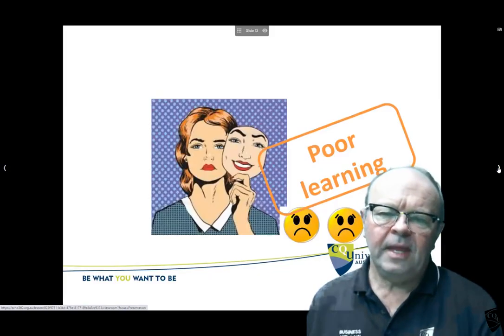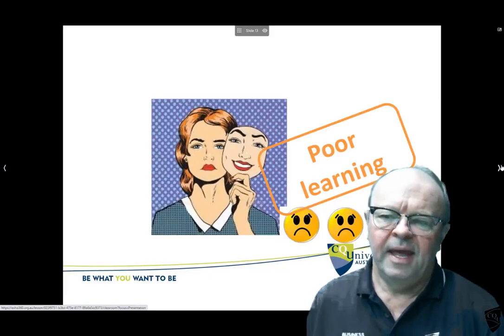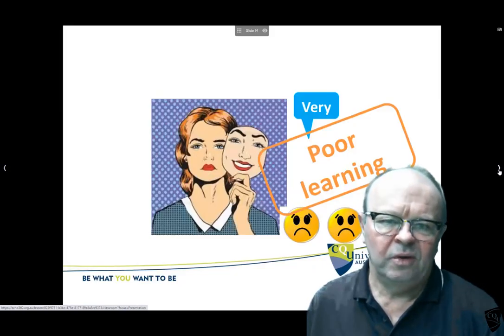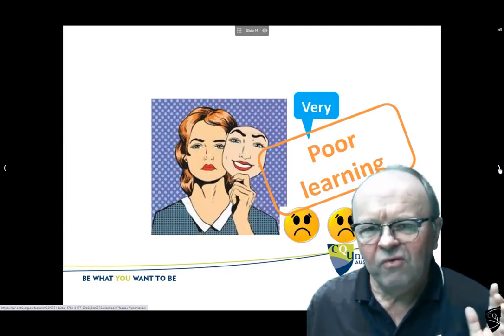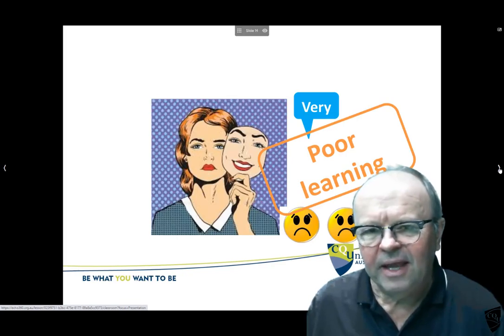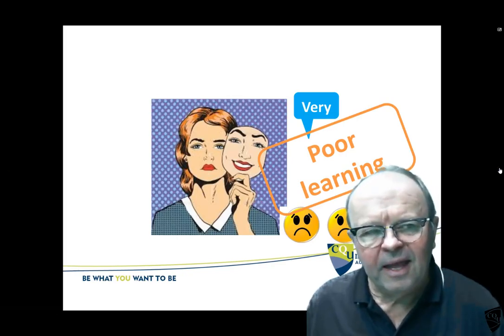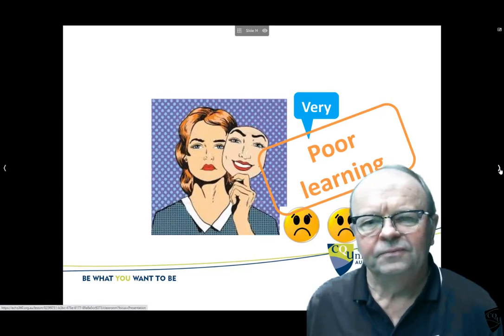Well, this is an example of poor learning, and in fact, very poor learning. They've managed to go through their degree and not really understand what they were looking at. Often it's just rote learning, and then you forget it.